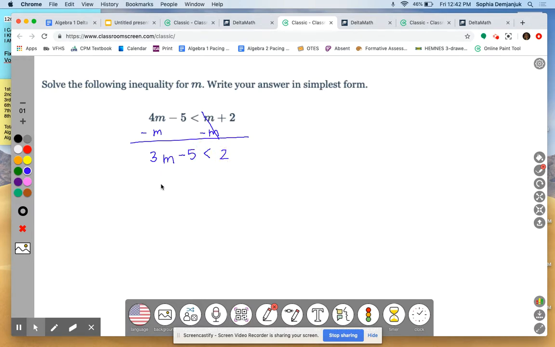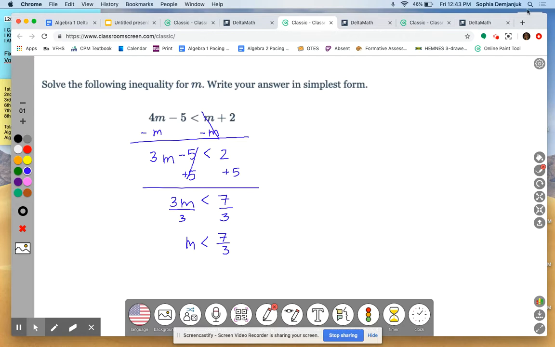I want to keep getting the m all by itself, so I want to get the negative 5 to the other side. It's negative, it's being subtracted, so I'll add it to both sides. 3m on the left is less than 2 plus 5 gives me 7. And now I want to divide both sides by 3. M is less than 7/3.